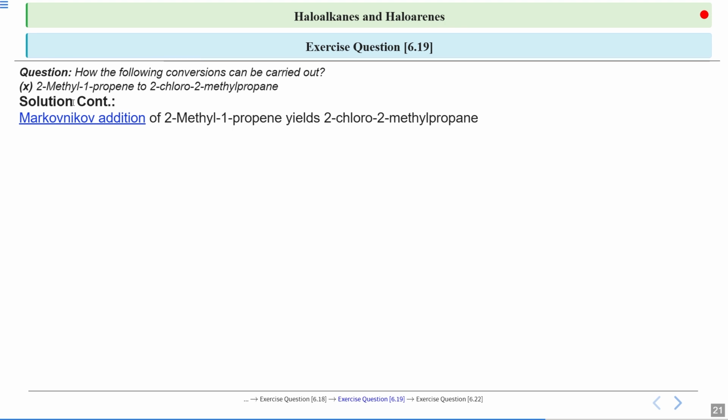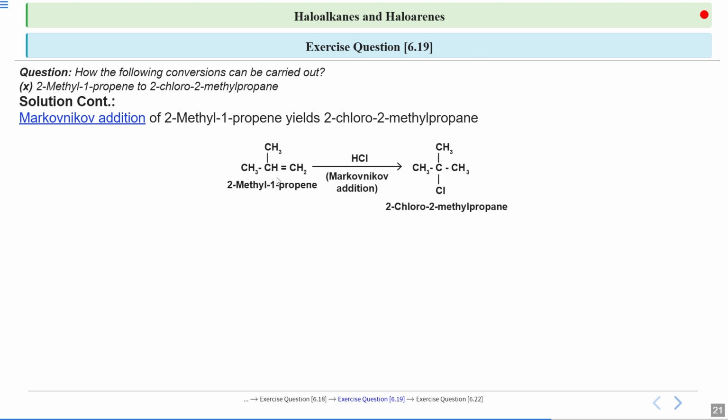For the 10th part, 2-methyl-1-propene to 2-chloro-2-methylpropane. You have to follow the Markovnikov addition rule of 2-methyl-1-propene. It will yield 2-chloro-2-methylpropane. So you have to take 2-methyl-1-propene, then react it with hydrogen chloride, HCl, following Markovnikov addition, which says the negative part will attack the double bonded carbon containing fewer hydrogens. That means this one carbon. So you will get 2-chloro-2-methylpropane as your major product.